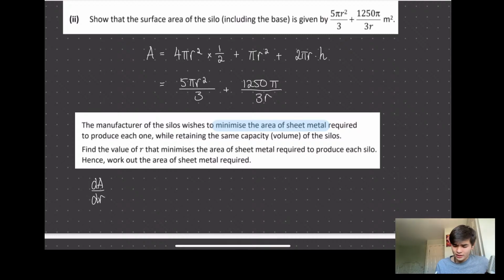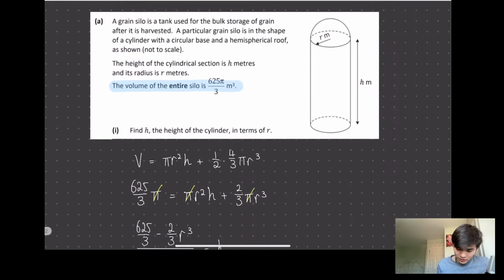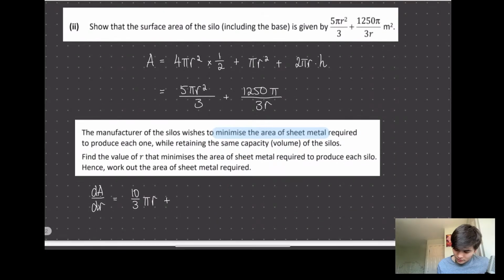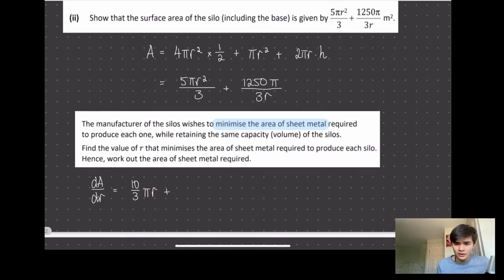Okay, and I want to retain the capacity. Okay, I want to retain the volume. So that means the volume is not something that can change. But we've already worked out, let's do this dA/dr bit first. Okay, so that's going to be 10 over 3 pi r. That's an r on the bottom there. Okay, so be careful with this one. Is r changing? Let's have a look at the question again. No, r's not changing, right? Okay, so we can differentiate that one. What's that going to be? Minus.